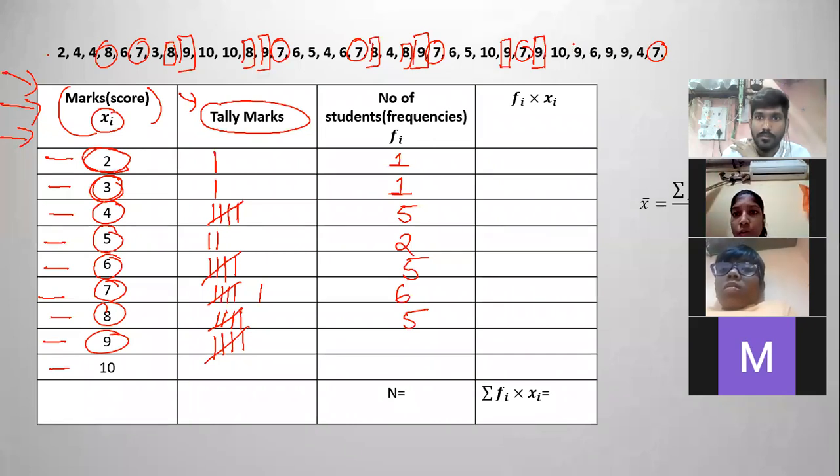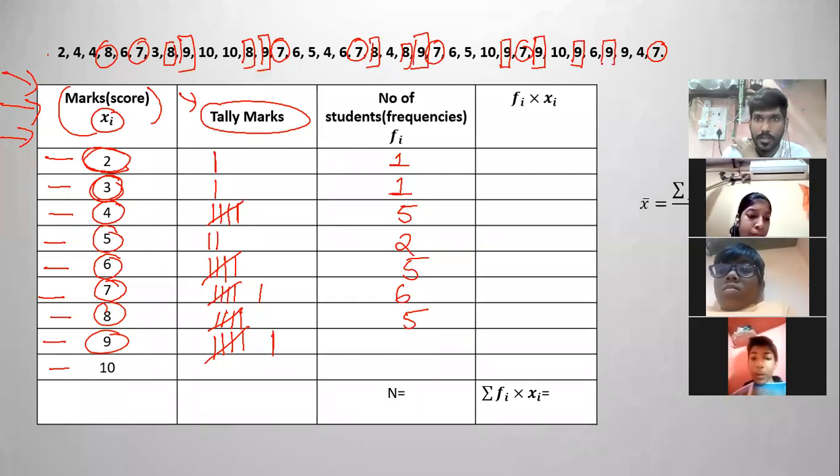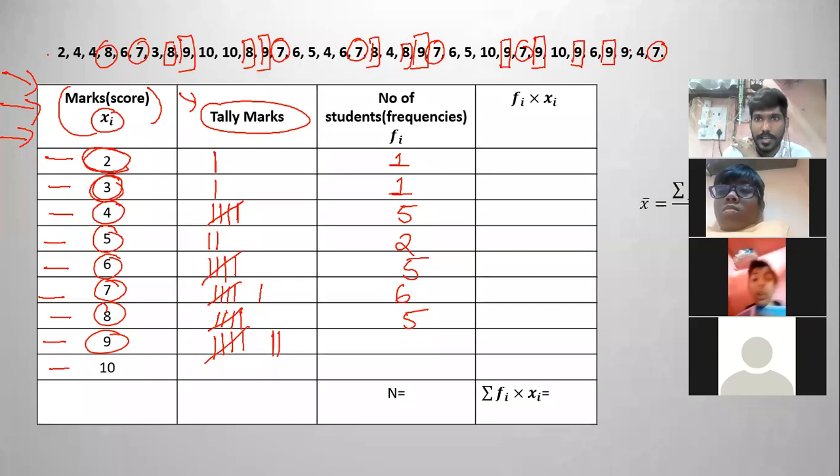Now there is one more 9. So you start again. The same thing you do again. One more line here, second one, and then this last one. So in total there are 8 nines.